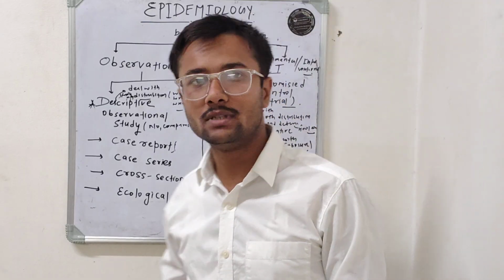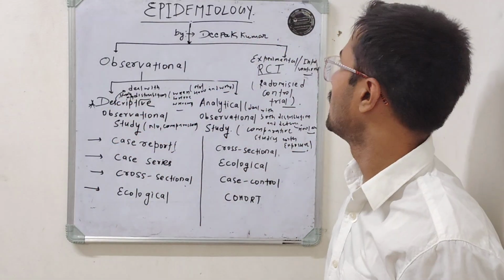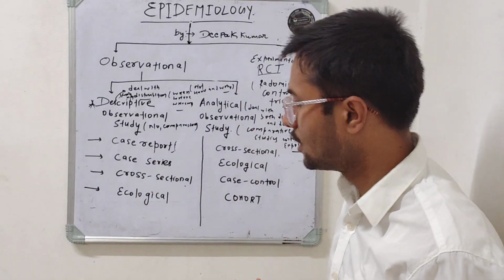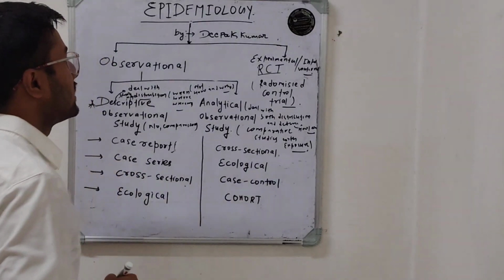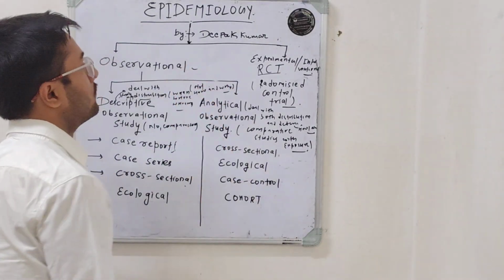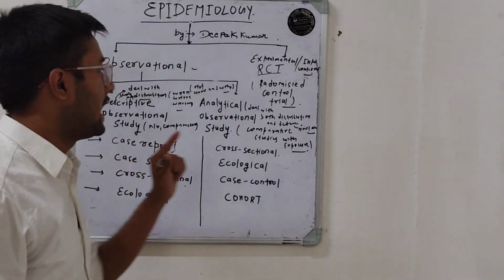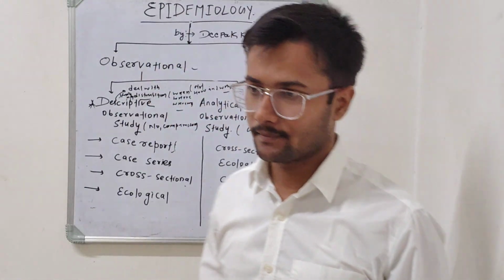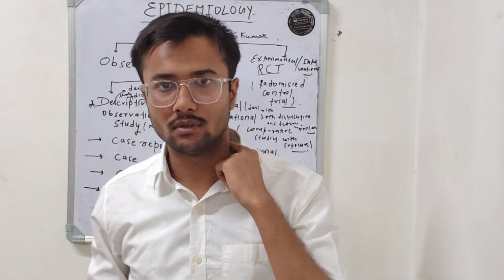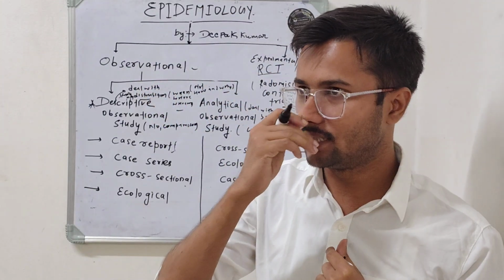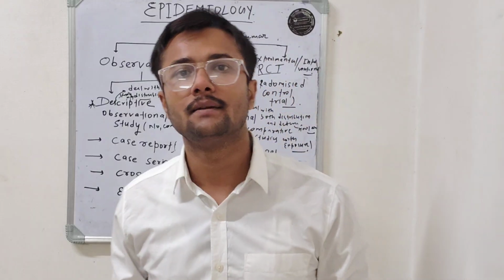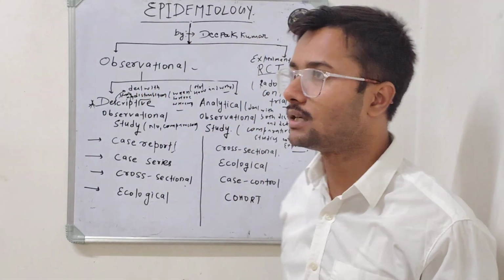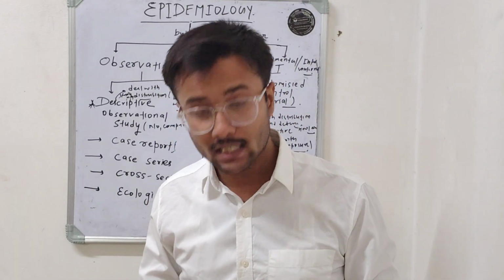So now we are going to discuss the epidemiological classification. On the board you can see that this epidemiological classification is majorly categorized into two categories. One is the observational study and the other is the experimental study. First we try to understand the meaning of observational study and interventional study. This interventional study is also called experimental study.